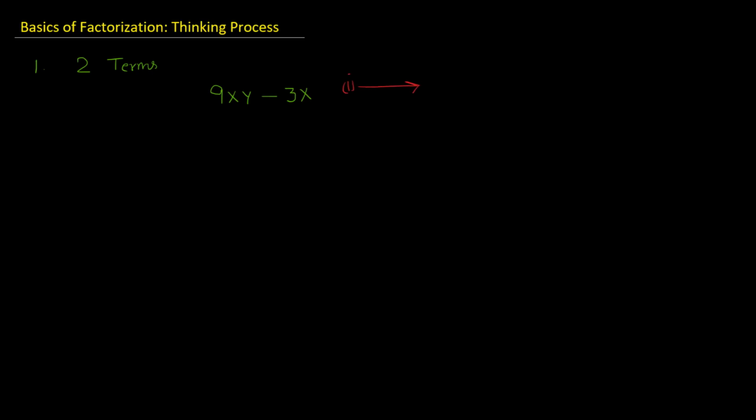The first is the greatest common factor of the coefficients of two terms. So what is the coefficient of the first term? 9. What is the coefficient of the second? 3. At this time we are not taking the sign into consideration, because we are only interested in the number. So the GCF of 3 and 9, you should be able to find from the top of your head, is 3. 3 is the greatest common factor between 9 and 3. So we can take 3 common.